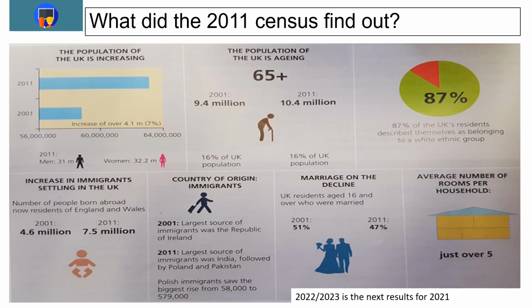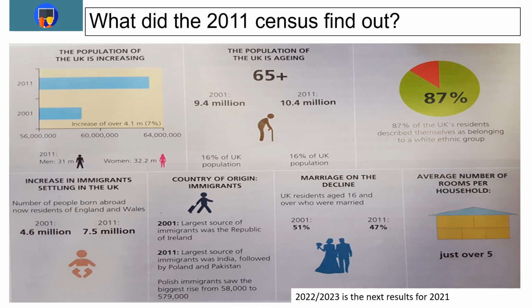The data showed that the UK's population is ageing. In 2001, census data showed that there were 9.4 million people over the age of 65. And in 2011, this had increased to 10.4 million. This is approximately 16% of the UK's population. The 2011 census data showed that 87% of UK's residents describe themselves as belonging to a white ethnic group.